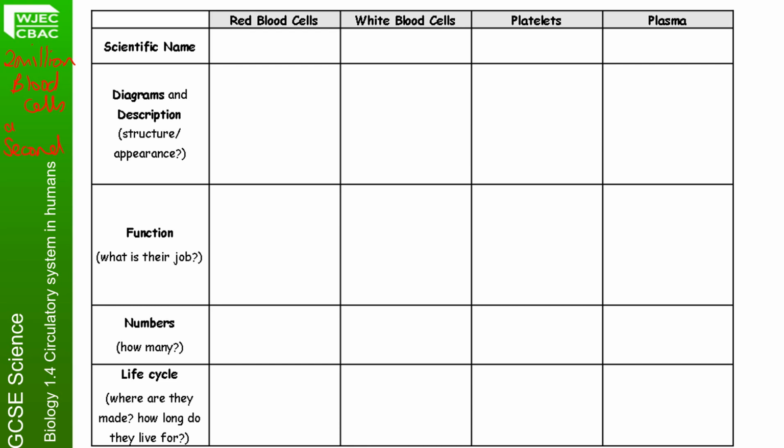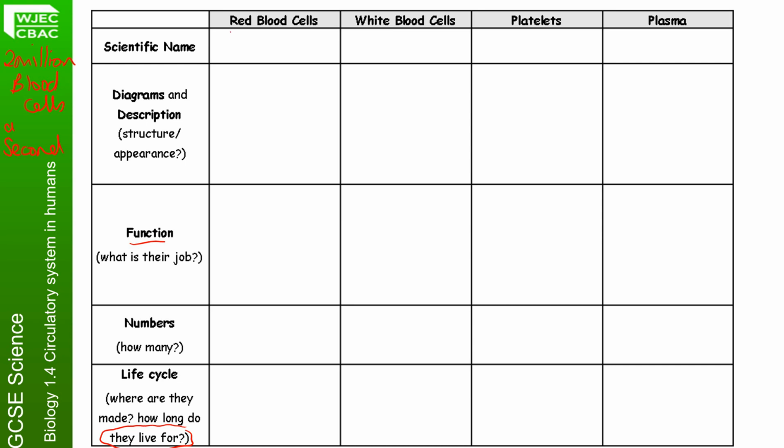Now, the best way to help you fill in this table is to do Google searches. You should be able to draw me, for starters, a red blood cell, a white blood cell and bits of cells called platelets. See if you can find out what the scientific name is for the red blood cells, white blood cells and platelets. You should be able to tell me the function, the job, because you already know that. See if you can find out how many there might be per cubic millimetre of blood. And life cycle: where are they made and how long do they live for? For some reason that's missed off at the bottom of your table on page 21, so make sure you put how long do they live for, just like that there. So pause the video, see if you can do a bit of research, and then I'm going to go over the answers.